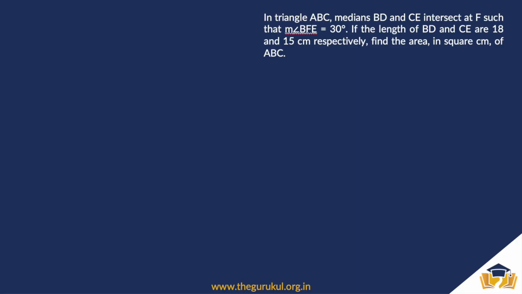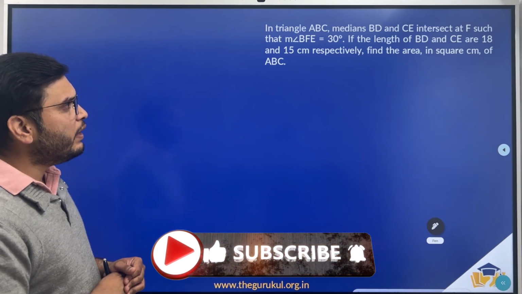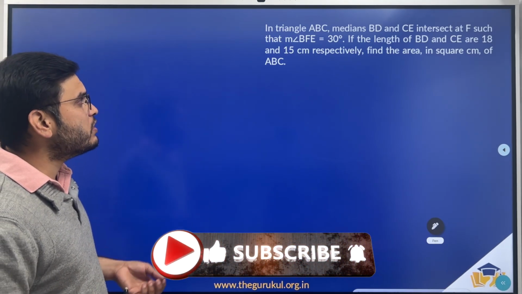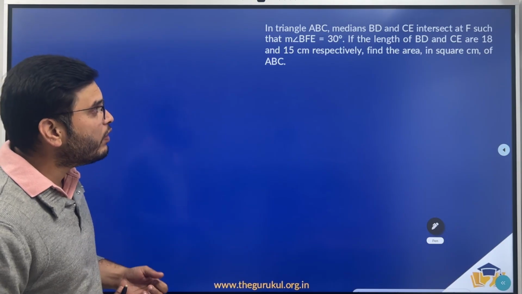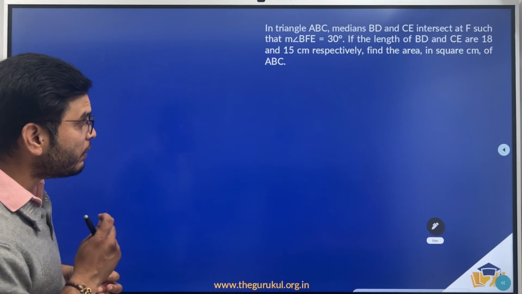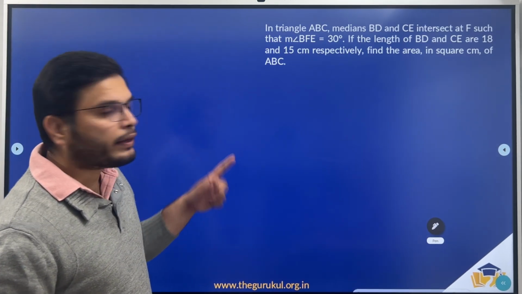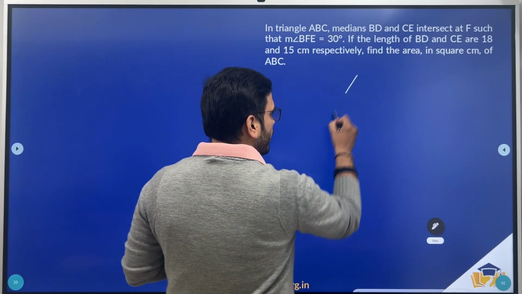First question. In triangle ABC, medians BD and CE intersect at F such that measure of angle BFE is 30 degrees. If the length of BD and CE are 18 and 15 centimeters respectively, find the area in square centimeters of the triangle ABC. So we have triangle ABC.